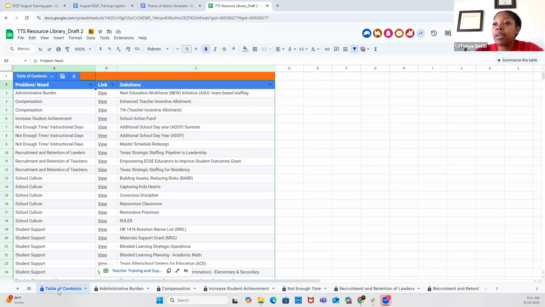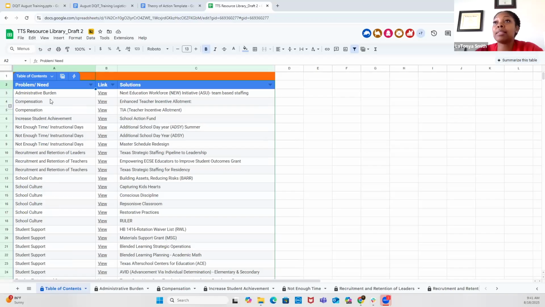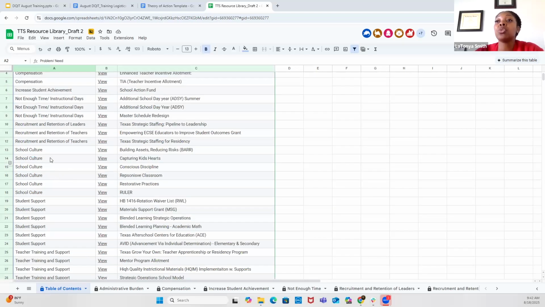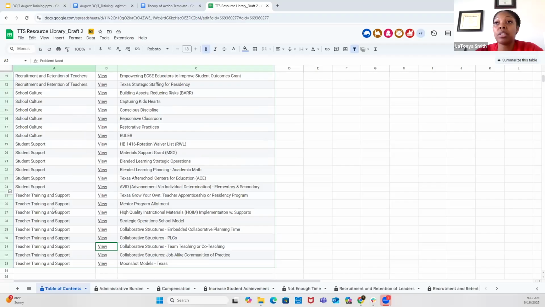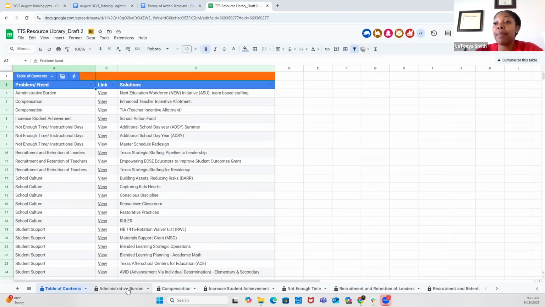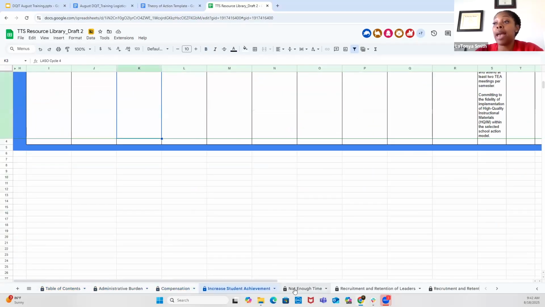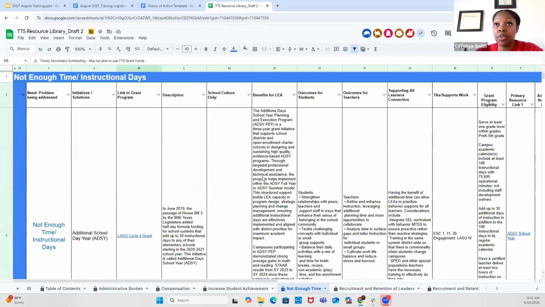The first tab is a table of contents. In the table of contents, you can see all of the problems, all of the needs that are listed, organized by problem of need. For example: administrative burden, compensation, increase in student achievement, not enough time, school culture, student support, teacher training and support. Each of these problems is also a tab at the bottom. So if you just wanted to go straight to a tab, like not enough time, you can do that.